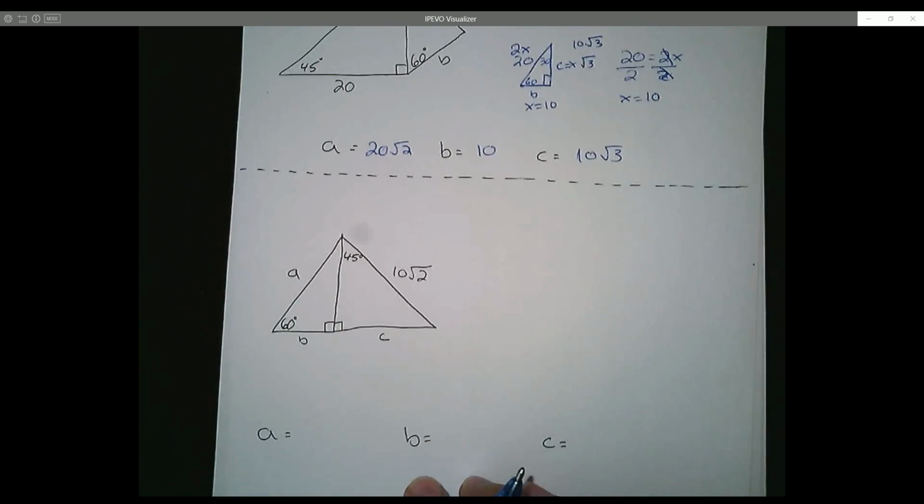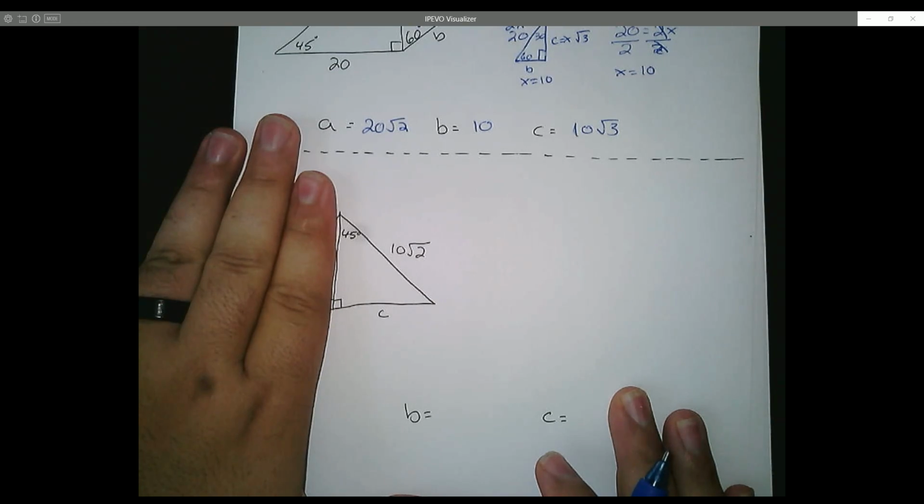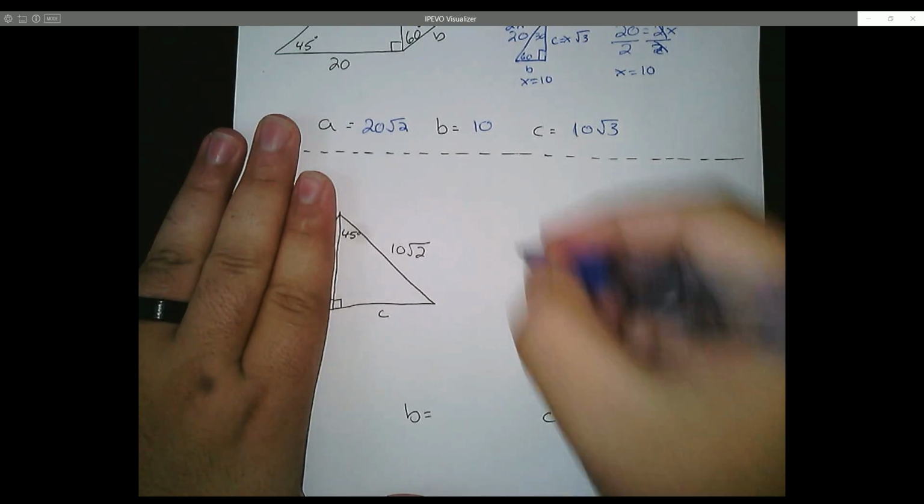Let's look at a little more complex situation, okay? So we have this triangle right here. Once again, we want to work it piece by piece. So I'm only going to work the sides, the triangle with the given side initially. So that is this 45, 90, 45 triangle. Okay, so I'm going to draw that one out.